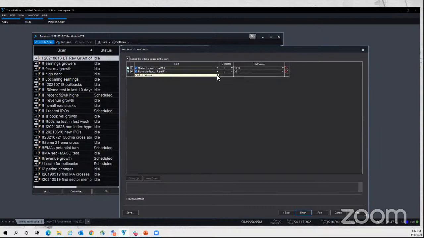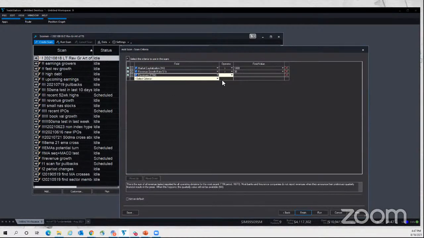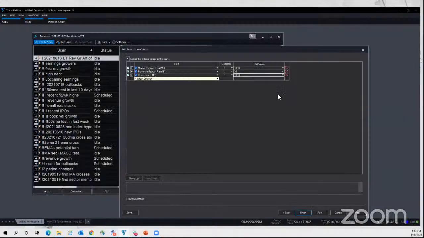So let's go now to the next line. This is just a percentage change. The next thing I'm going to go to is revenues TTM, which means trailing 12-month, greater than 1,000. Again, it's in millions. Here's what I just did. It's going to find companies with $1 billion in market cap, growing revenue at 30% a year, but also have at least $1 billion in revenue. And that will eliminate your random, weird little companies that have unusual numbers.